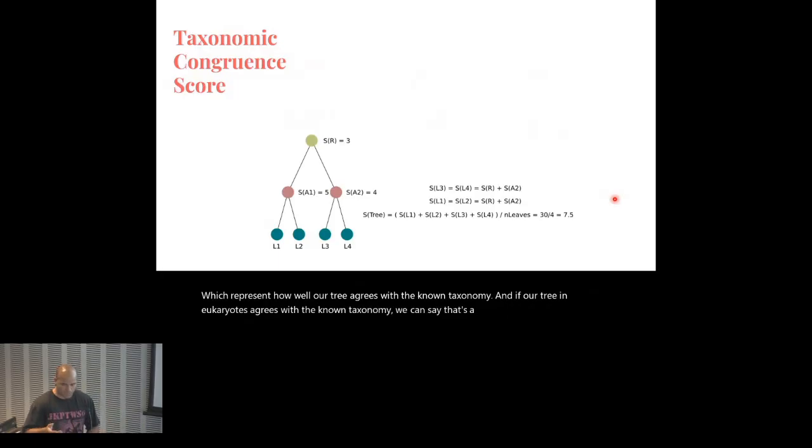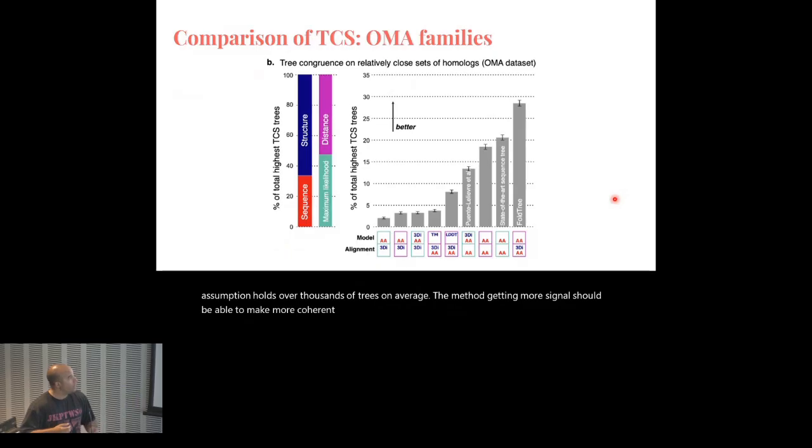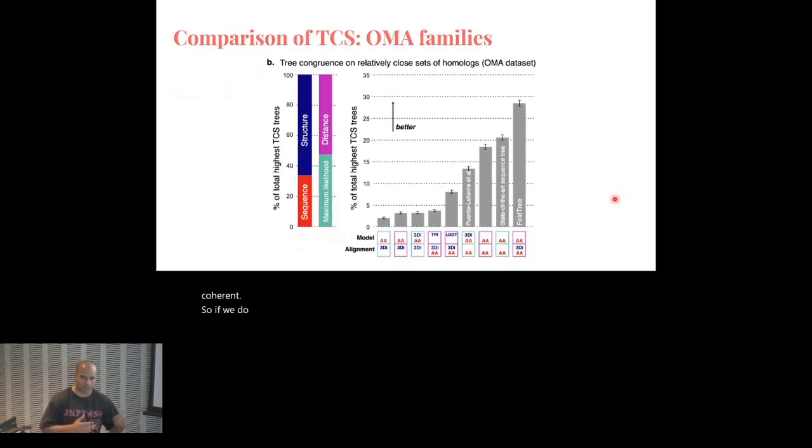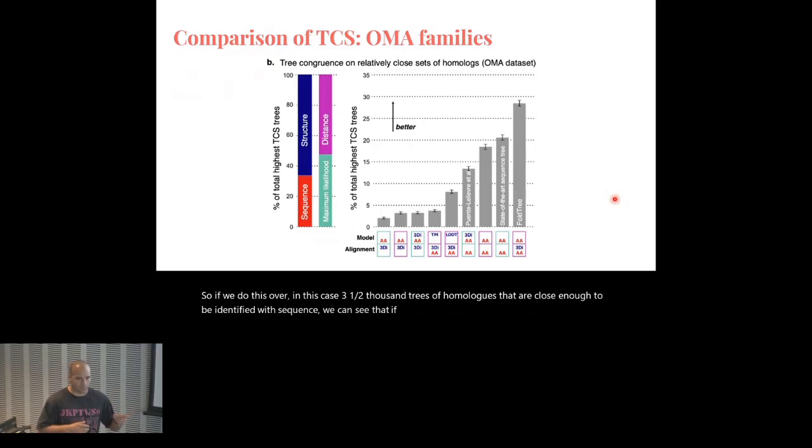And if this assumption holds over thousands of trees, on average, the method getting more signal should be able to make more coherent topologies. So if we do this over, in this case, 3,500 trees of homologs that are close enough to be identified with sequence, we can see that if we add some structural information, we're doing well. So if we explain this plot a little bit, the red squares are distance-based trees.